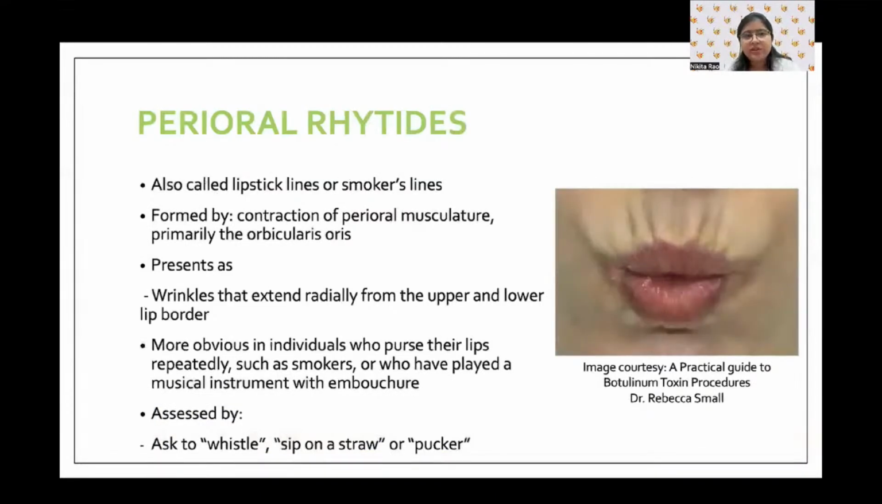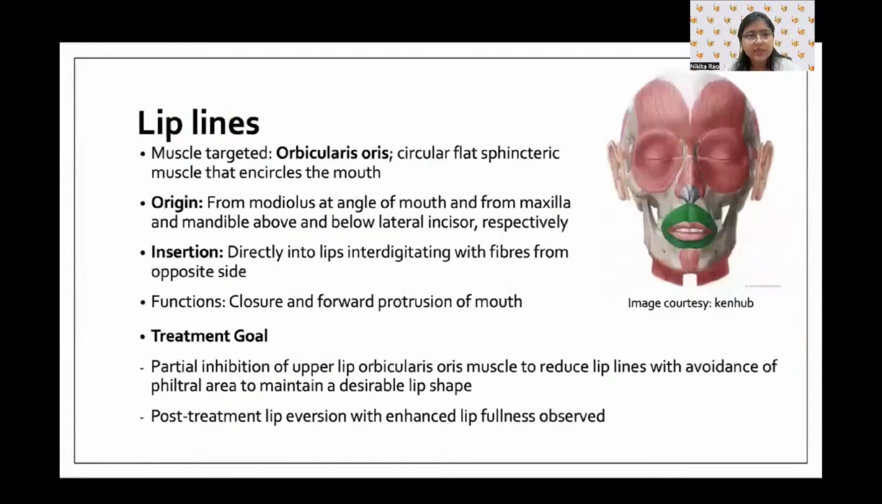Next, coming to perioral rhytides. These are also called lipstick lines or smoker lines and are formed by the contraction of the perioral musculature, primarily the orbicularis oris, and are more obvious in individuals who purse their lips repeatedly, like smokers or those who play musical instruments with embouchure. It presents as wrinkles that extend radially from the upper and the lower lip border, and the lines can be assessed by asking the patient to whistle, sip on a straw, or pucker.